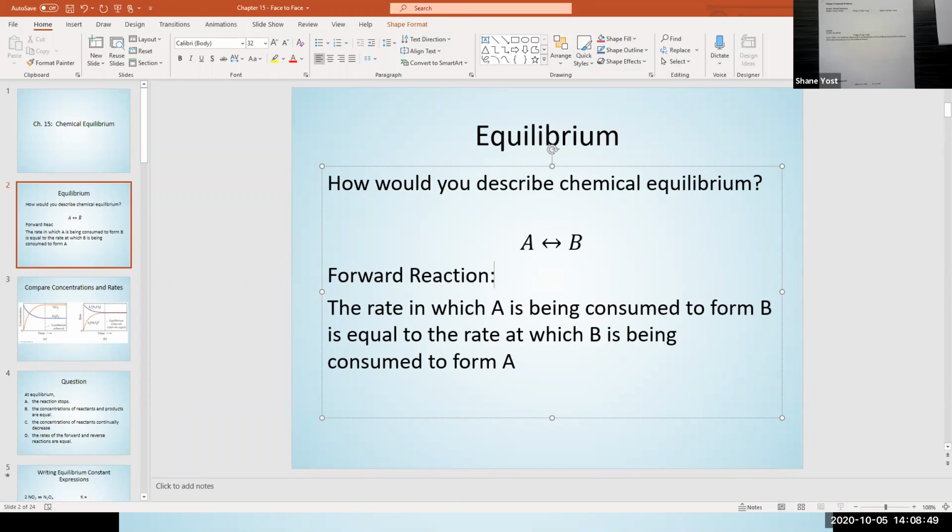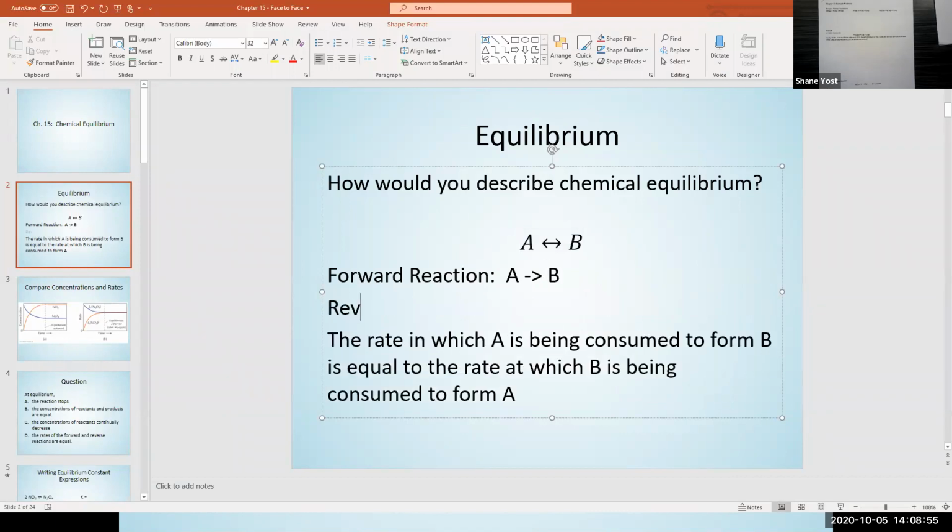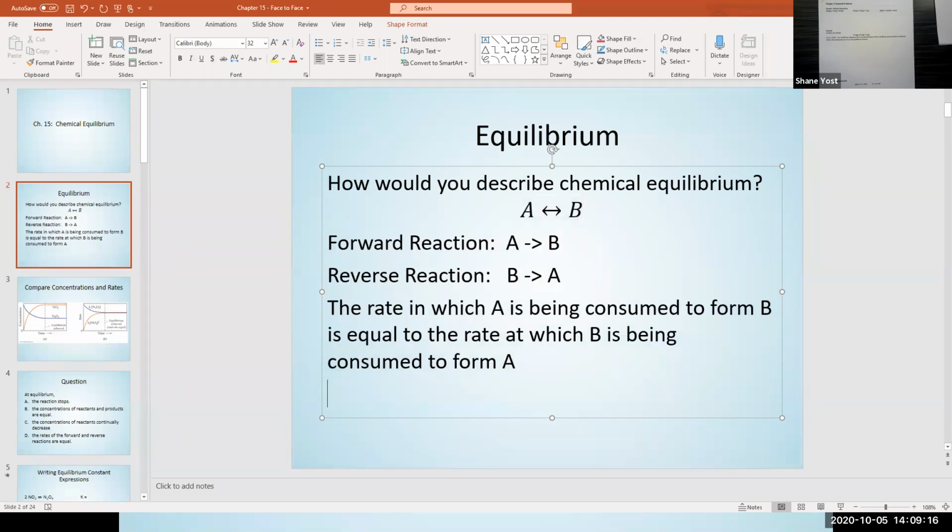For this equilibrium reaction, our forward reaction, as we'll talk about, will be A going to B, and the reverse reaction is B going to A. The rate of the forward reaction is equal to the rate of the reverse reaction when we reach chemical equilibrium. And then what can we say about concentrations of our species at equilibrium?